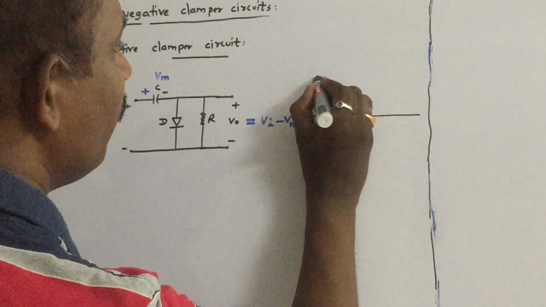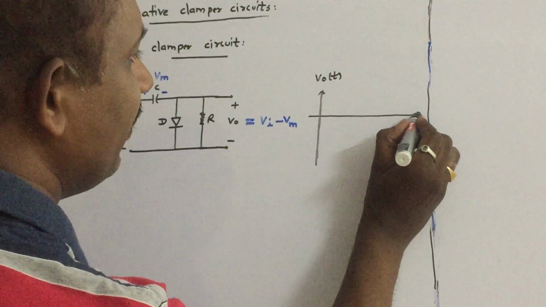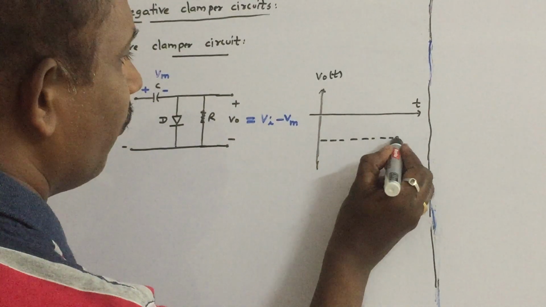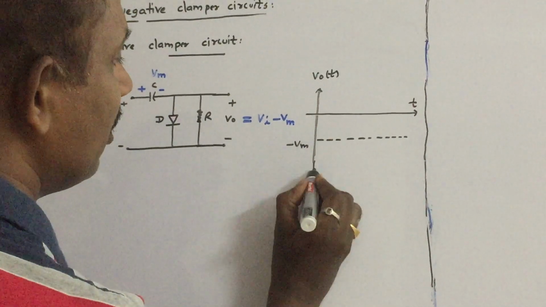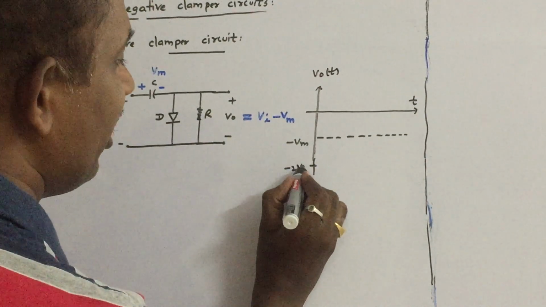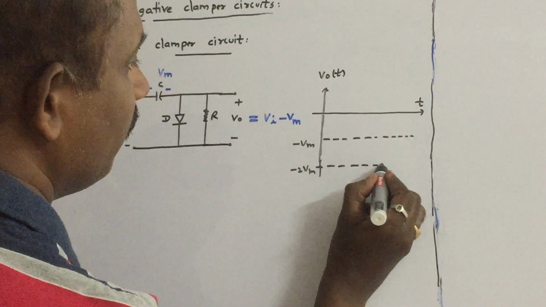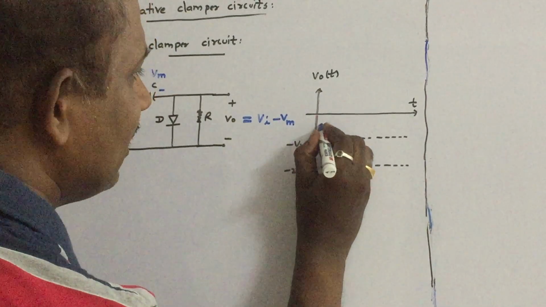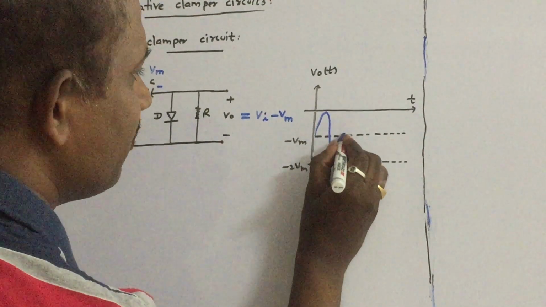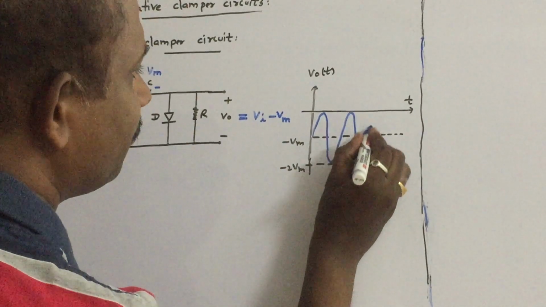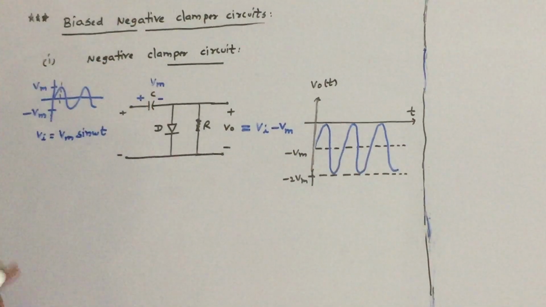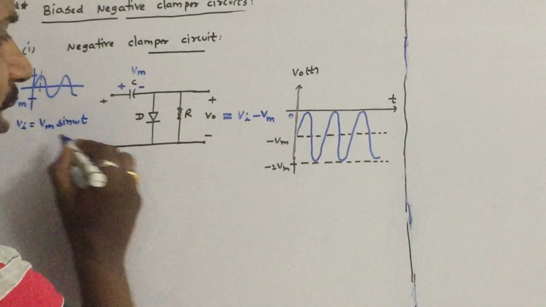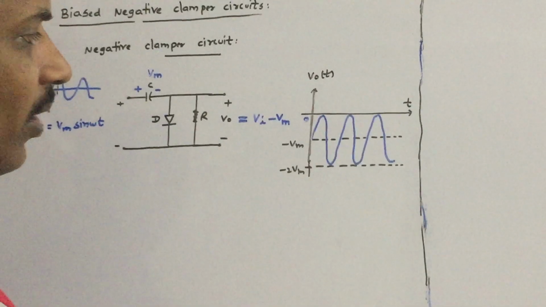This is your V0 of t axis versus t. First let us draw the two dotted lines. This is the negative Vm, and this is the minus 2 Vm. So what is the output? The output will come like this because of the expression Vi minus Vm. Since it introduces a negative DC value to the input, that is why it is called a negative clamper circuit.